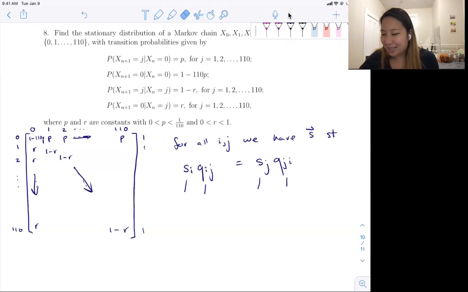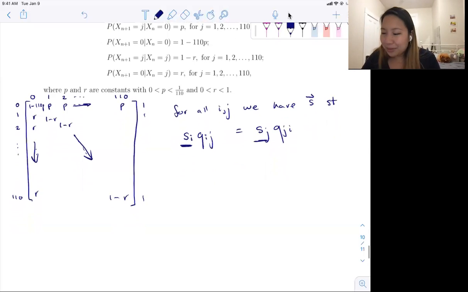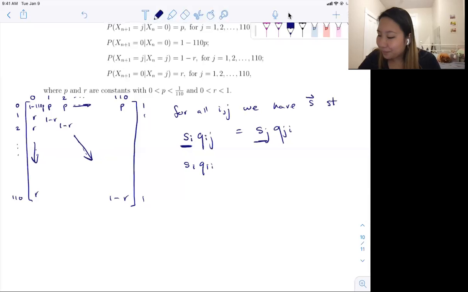There are some fun, exciting visuals you can do with that. And if we can find a vector s for which this is satisfied, then the chain is called reversible. Moreover, this s is going to be the stationary distribution. Note that when i equals j, it's trivially true.